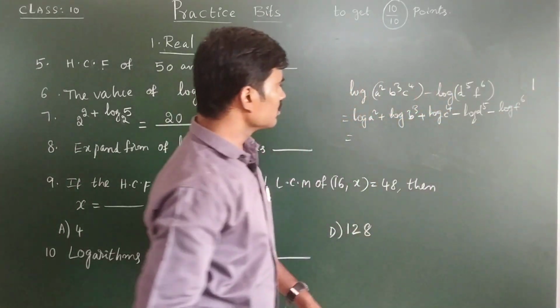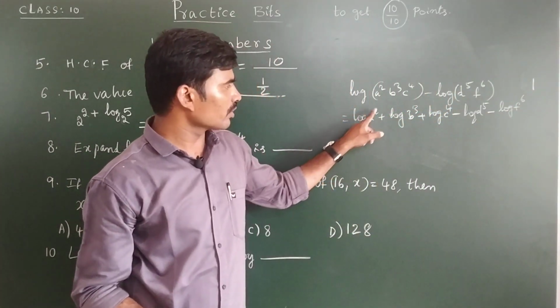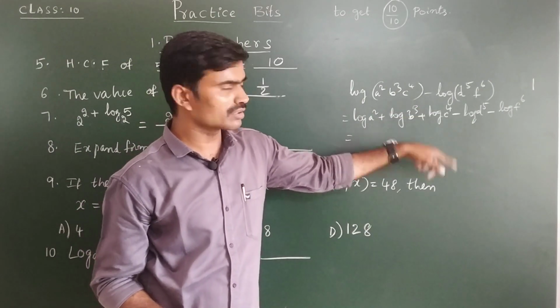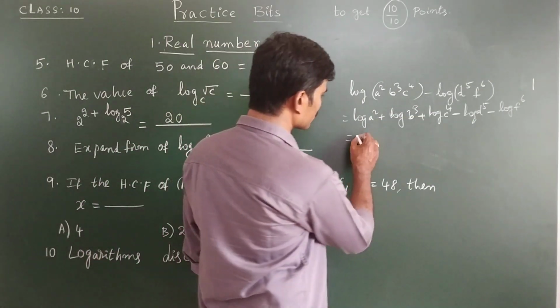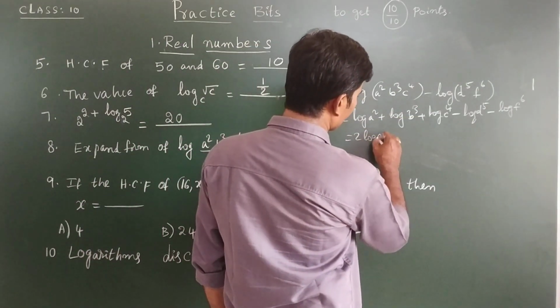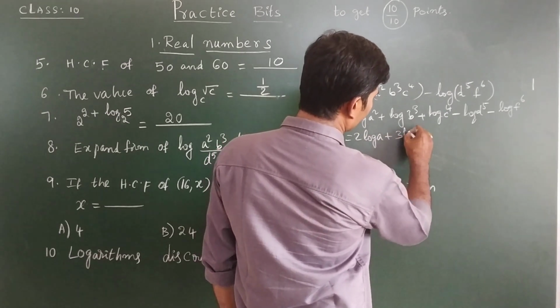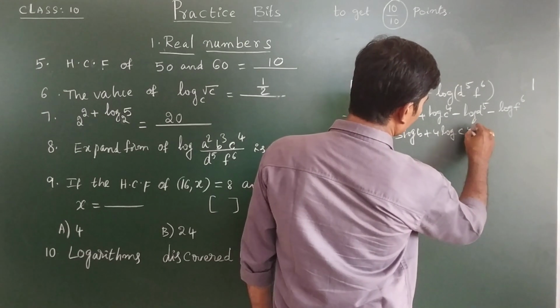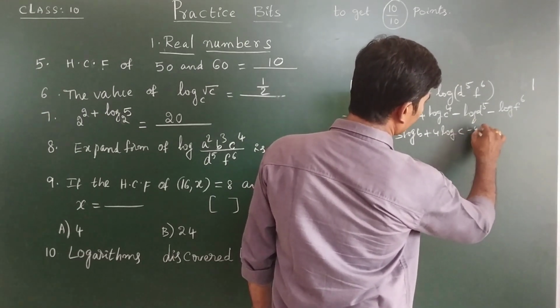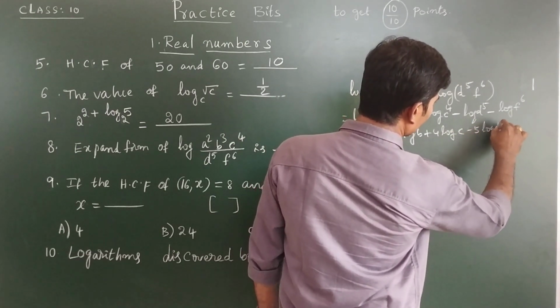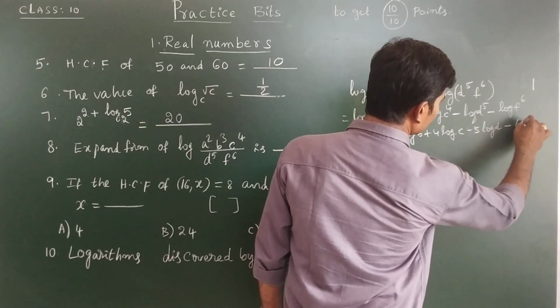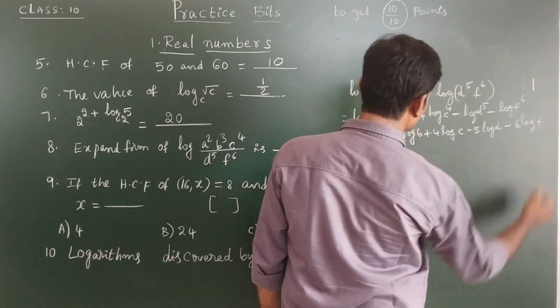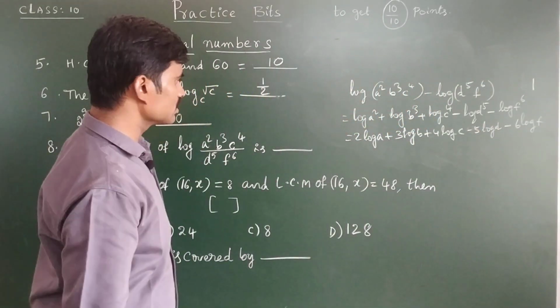Now these all are in the form of log a power m. Log a power m means m log a. So the answer is 2 log a plus 3 log b plus 4 log c minus 5 log d minus 6 log f. So this is the answer.